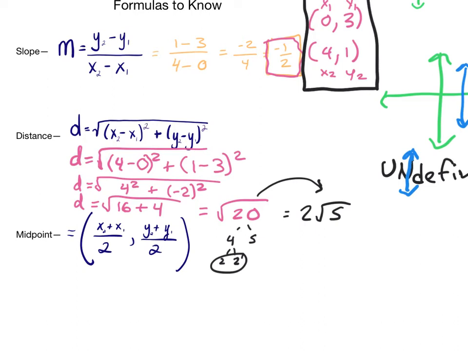Okay, moving on to the midpoint. The midpoint's probably the easiest one out of these three. We're doing the same thing, plugging in our 2 points that we have, but we're just finding our average of our x's and our average of our y's. So we add the 2 x's together and divide by 2, add the 2 y's together, divide by 2. So our 2 x's would be 0 plus 4 divided by 2, and our 2 y's would be 1 plus 3 divided by 2.